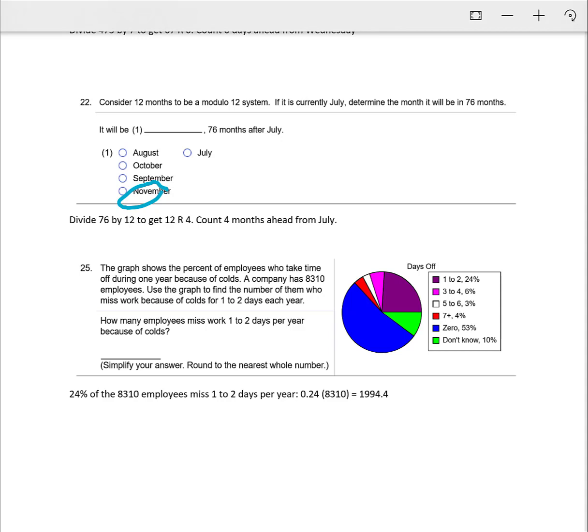So if we look in the table, we see 24% of the employees miss work 1 to 2 days per year for colds. So if we take 24%, change it to the decimal, multiply by 8,310, we get 1,994. So you're going to round off because we're talking about people. So it's going to be 1,994.